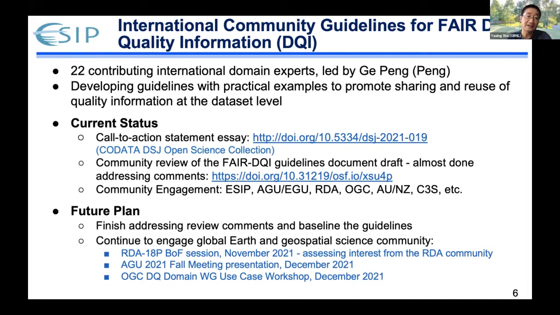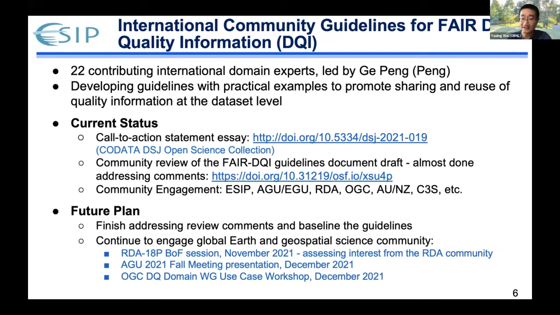And this is really a community engagement effort, including many partners like ECP, AGU, RDA, OGC, and our Australian and New Zealand colleagues. And the near-term plan is to finish addressing review comments and the baseline of the guidelines, and we continue to engage global Earth and geospatial science communities.